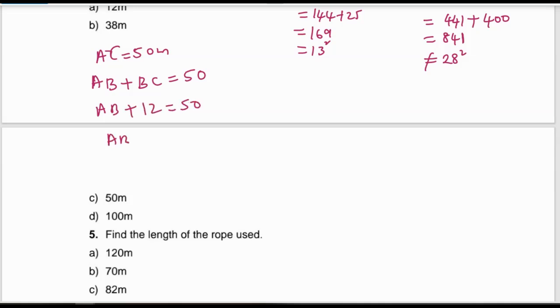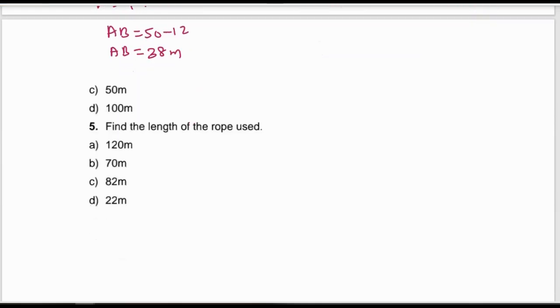So AB will be 50 minus 12. So what will be AB? AB will be 50 minus 12, which is 38. So the answer is 38 meters. That is option B. Now next one, we have to find the length of the rope used.